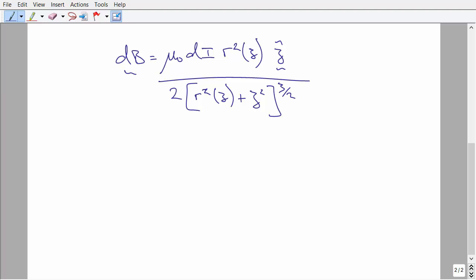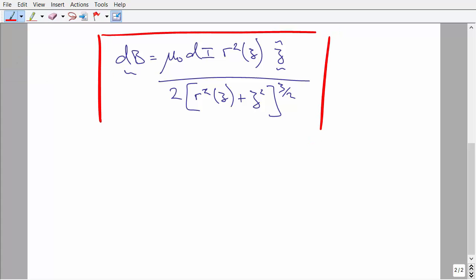Okay, so this is going to be the basic formula that we're going to work with. This is the contribution dB to the field due to a current element dI flowing around a circular loop of radius r, and as I said, r is a function of the position z. So we're going to need dI, and we're going to need r squared of z, and that is about it. To get dI, we're going to need K, the surface current density, so let's get that first.